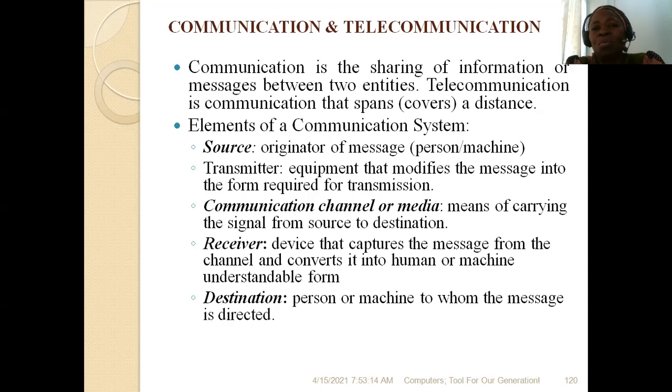When it gets to where you are, there will be a receiver on your end that will again do some transformation that will enable you to get the message. So now, the source is the originator in this situation. I am the source. I'm a person, I'm a source. The transmitter, in this case, is my system. I'm using my system to run this Zoom meeting, okay? My computer modifies everything I'm saying into the form required for transmission.